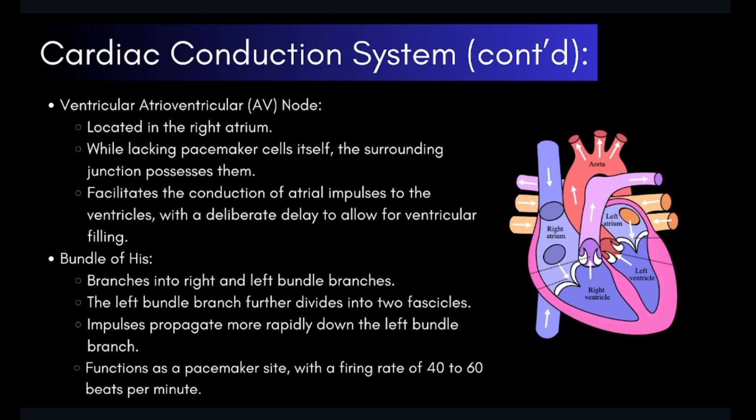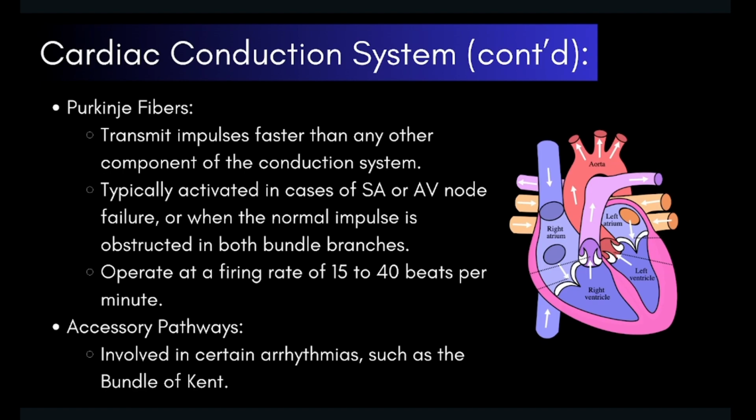Next, we have the bundle of His. The bundle of His branches into right and left bundle branches. The left bundle branch further divides into 2 fascicles. Impulses propagate more rapidly down the left bundle branch. And the bundle of His functions as a pacemaker site with a firing rate of 40 to 60 beats per minute.